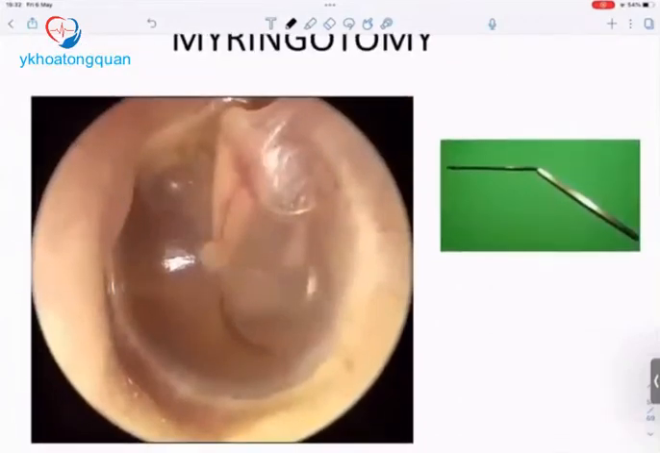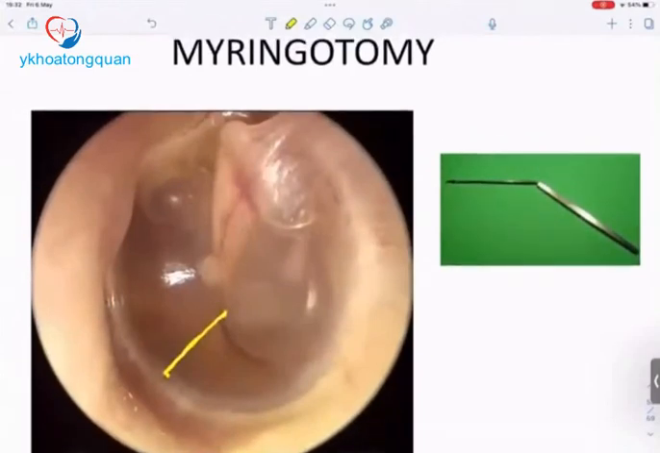And we give a cut like this on the tympanic membrane, and then we suck the glue out. This surgery is called myringotomy. Myringo means tympanic membrane. Otomy means to give a cut on the tympanic membrane.